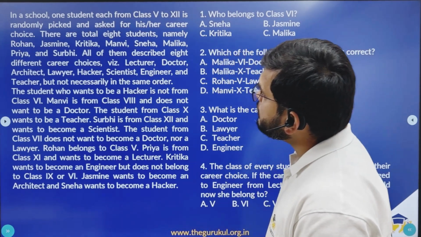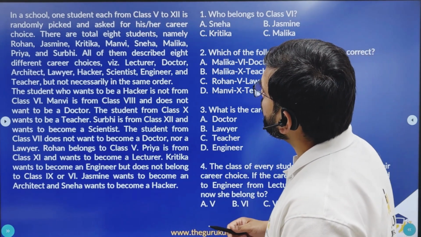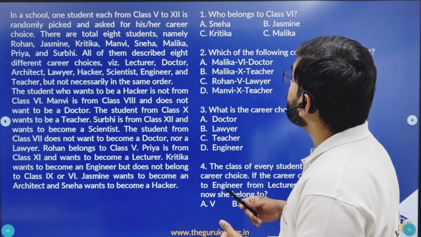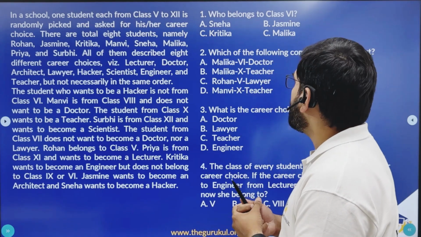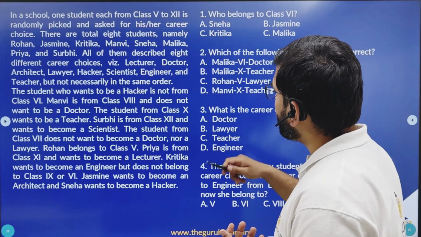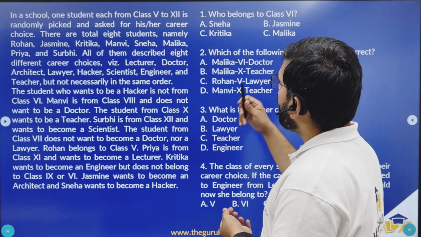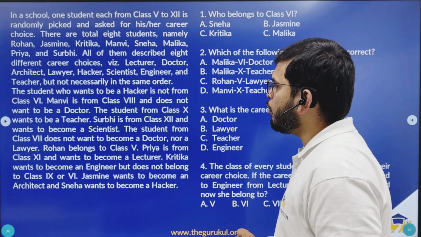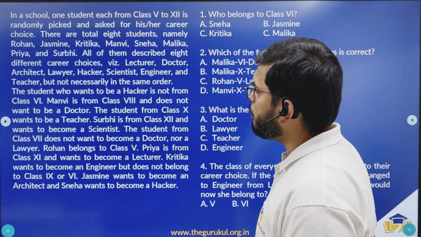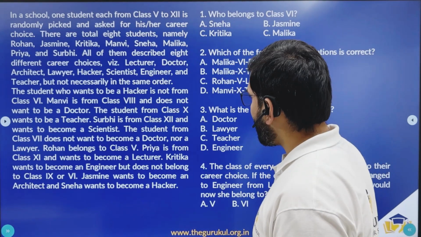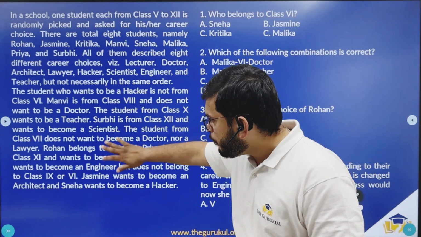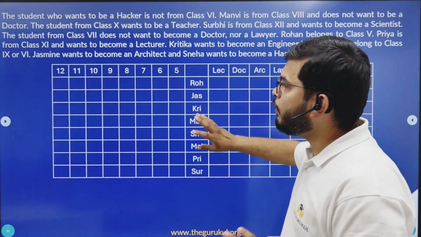Now in this question, it is mentioned that in a school, one student each from class 5 to class 11 is randomly picked and asked for his or her career choice. There are a total of 8 students, and we are given the names of those 8 students and 8 different career choices, but not necessarily in the same order. We are given a couple of statements mentioning the student, the class, and what he wants to be. All we need to do is put these statements into a table.